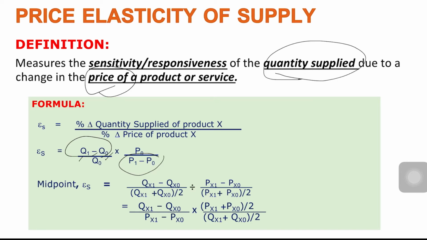We also can use the midpoint formula: the new quantity minus the original quantity, divided by the new price minus the original price, times the summation of price divided by 2, altogether divided by the summation of Q divided by 2. And if you calculate this price elasticity of supply, you always get a positive value.